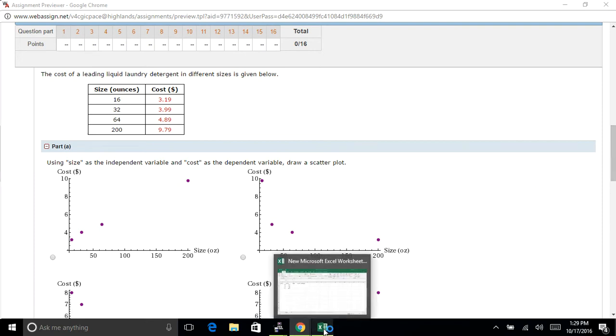So here we go. Okay, so the cost of a leading laundry detergent in different sizes is given. So you have sizes 16, 32, 64, and 200 ounce. The cost for the 16 ounce is $3.19, for the 32 ounce is $3.99, for the 64 ounce is $4.89, and for the 200 is $9.79. Your costs are going to be different. I've looked at like 6 different problems of this before I made this video, and they were all different. So know that my numbers are going to be different than yours, so you just need to look at it.